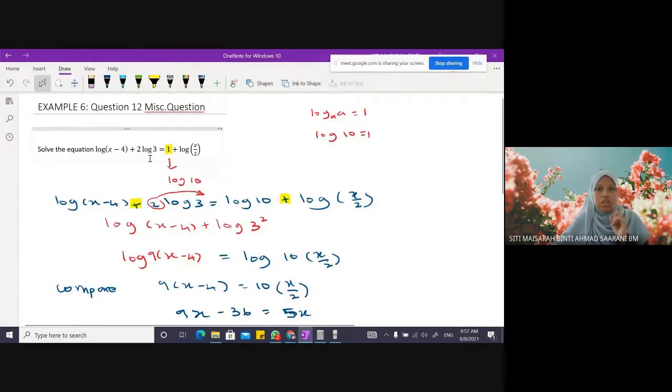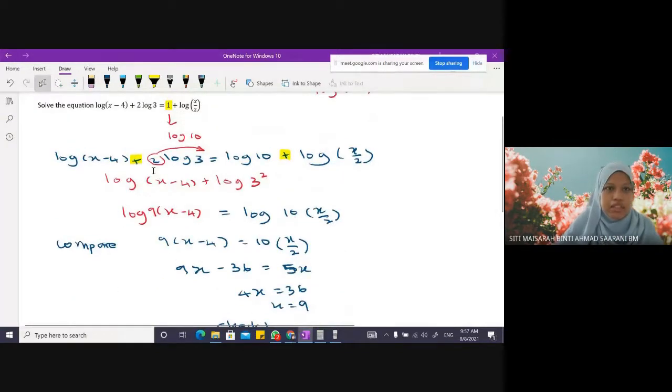But for set equation and log equation you must check your answer. Whether it is one or two, you have to check the answer. Okay. So this is a question that we can compare.